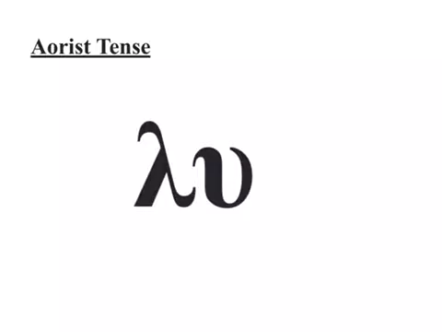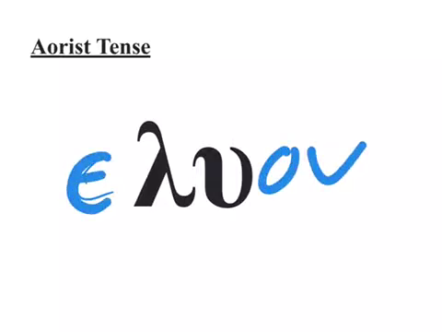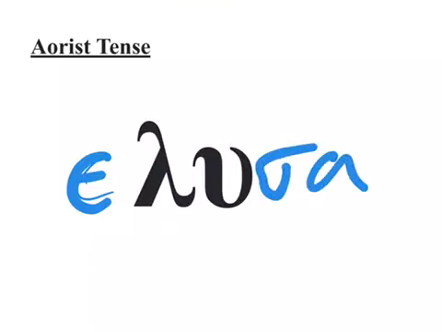So the imperfect of luo would be an epsilon for the past tense, and like eluon for, was it first person singular? However, in the aorist, it's going to be a sigma alpha. And there's going to be nothing there. So it'd be elusa.